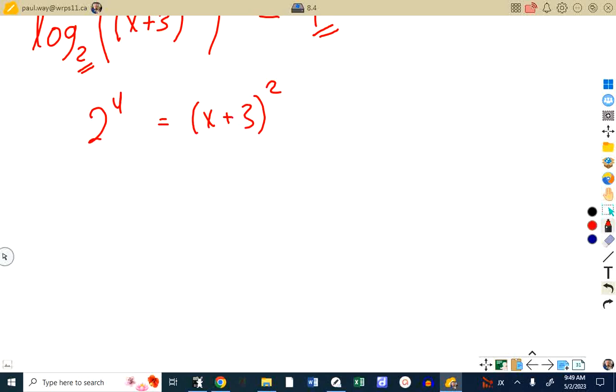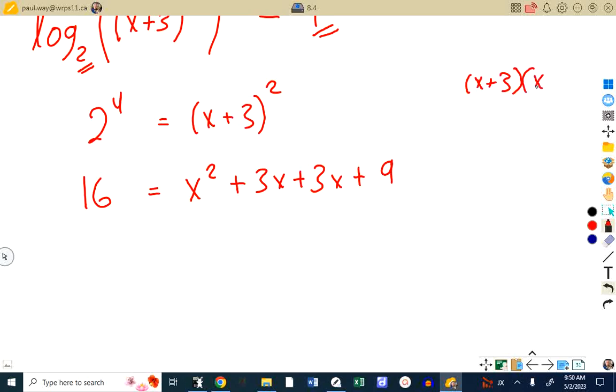2 to the 4 is 16. (x plus 3) quantity squared is x squared plus 3x plus 3x plus 9, because (x plus 3) squared is that. So we zero this equation.